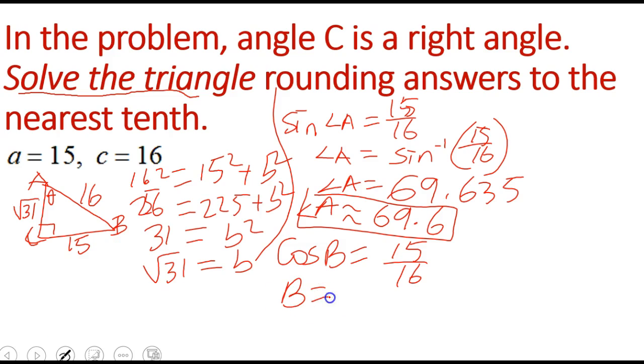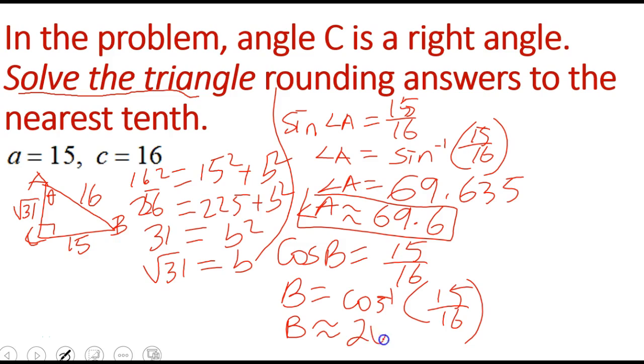So B is going to be the inverse of cosine 15 over 16. So second function of cosine, and then 15 over 16 would give us approximately 20.4 if we round to the nearest tenth. And that will be it. So we have found all the missing sides and angles of that triangle.